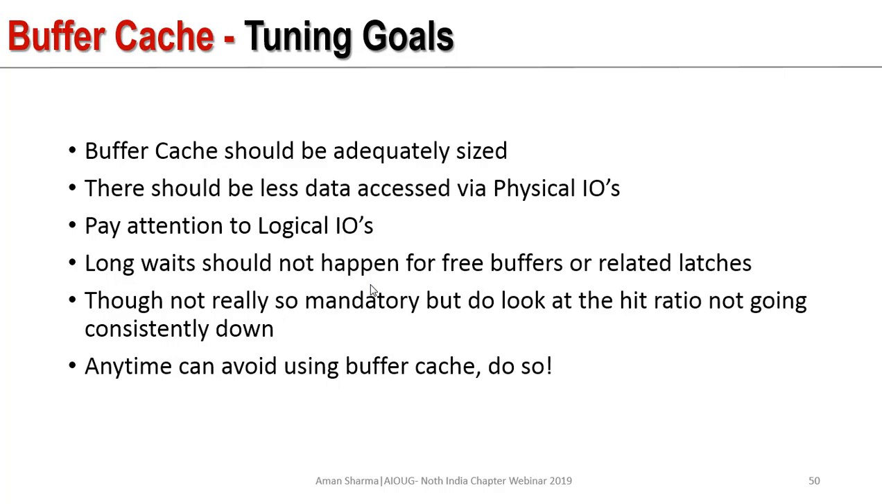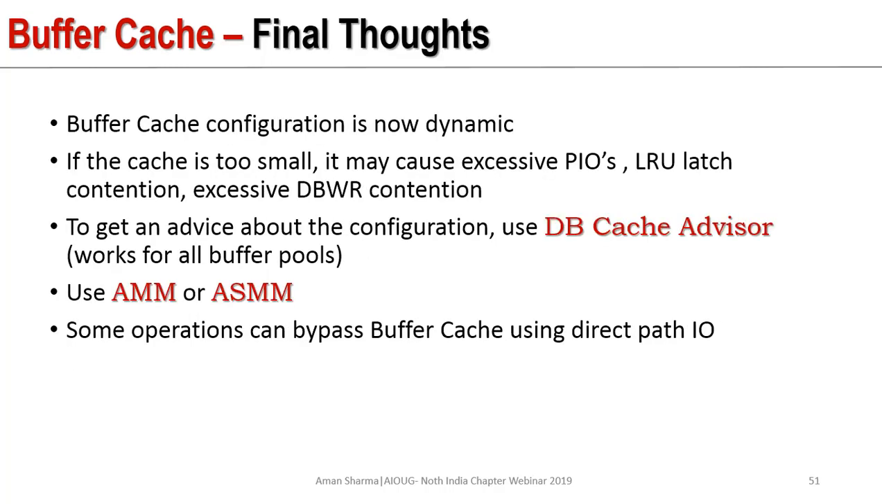Obviously, if you can avoid the buffer cache, like using direct path read, that is also going to be helpful. So obviously the best part is you let the system decide it. Better, you can use the DB cache advisor to understand whether you really need to increase the buffer cache, or whether it is going to be any help for your system or not. And obviously AMM or ASMM are going to make the buffer cache functionality much better, because they take care of this by themselves.